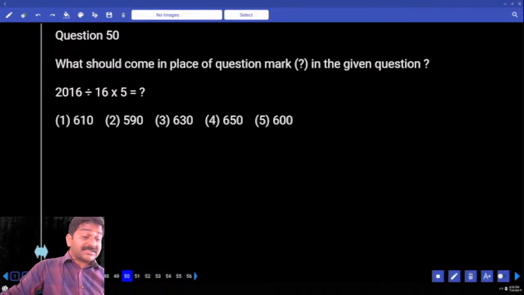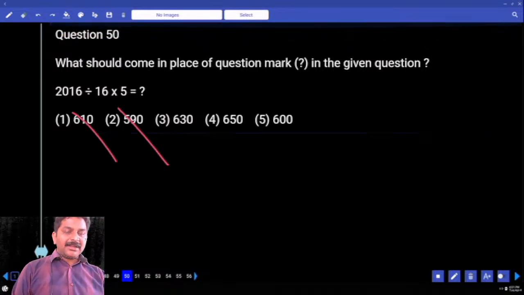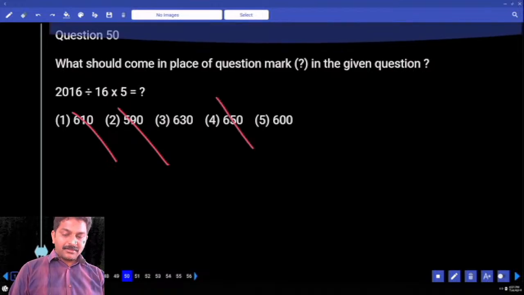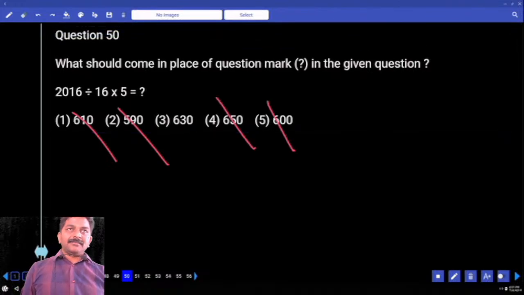Yes, but still 2016 is a 9 multiple. In the denominator, how many numbers are there? 16. Is that a 9 multiple? At least 3 multiple. Answer must be first, second, third, maybe fourth, fifth, final.